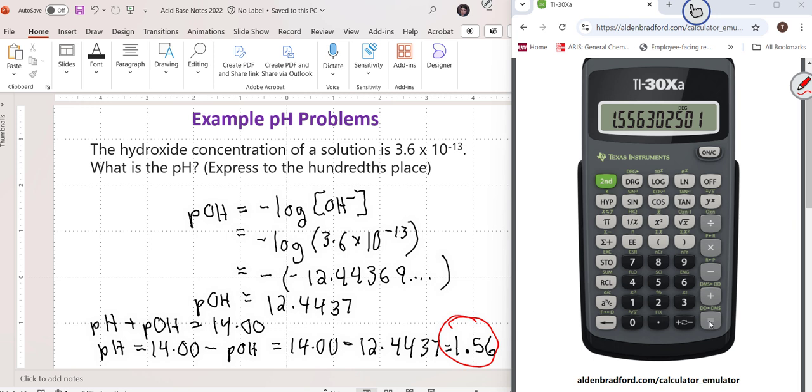So does that make sense? Well, if your hydroxide ion concentration is very low, then you would expect a high hydronium ion concentration and a very low pH. And so this answer does make sense.